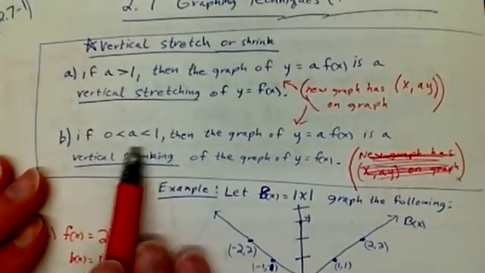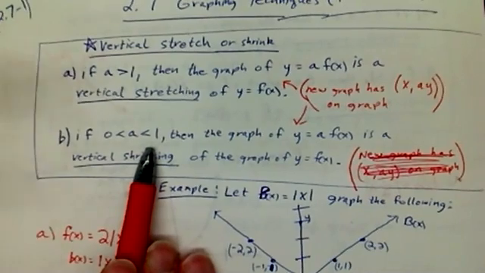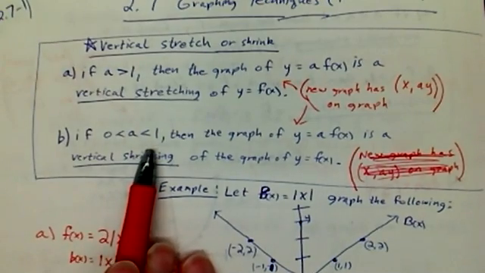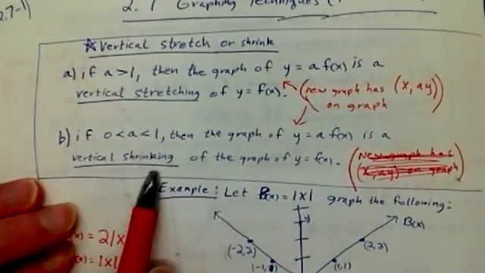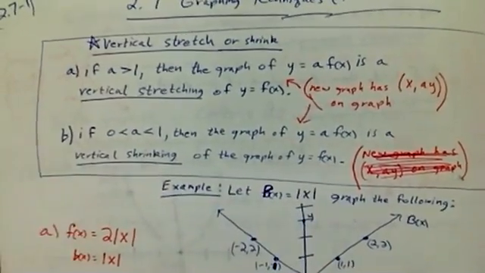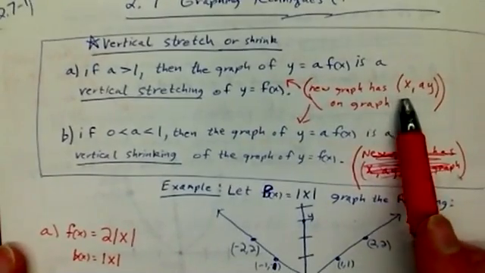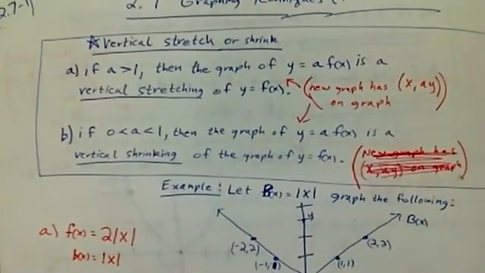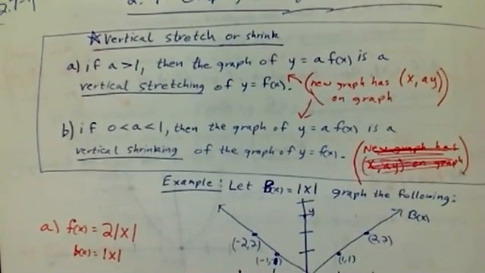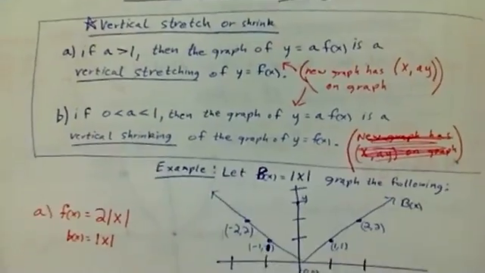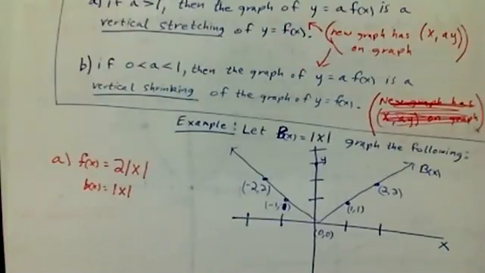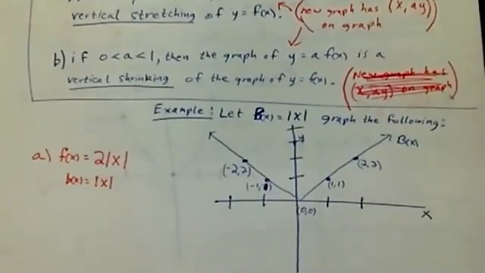Now, if a is between 0 and 1, say I multiply by 1/2, that's actually going to end up shrinking it. We know that when we multiply by 1/2, it makes things smaller, so it's going to shrink that y value. Then the graph of y equals a times f of x is a vertical shrinking of the graph of y equals f of x. Still, that will have the point (x, a times y) on it. When we do these, we like to track points, because however the points are moving, the graph follows. That's how I'm going to go about this.